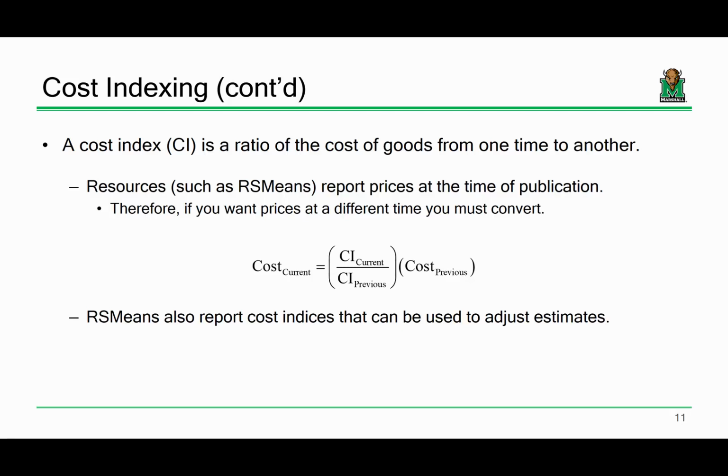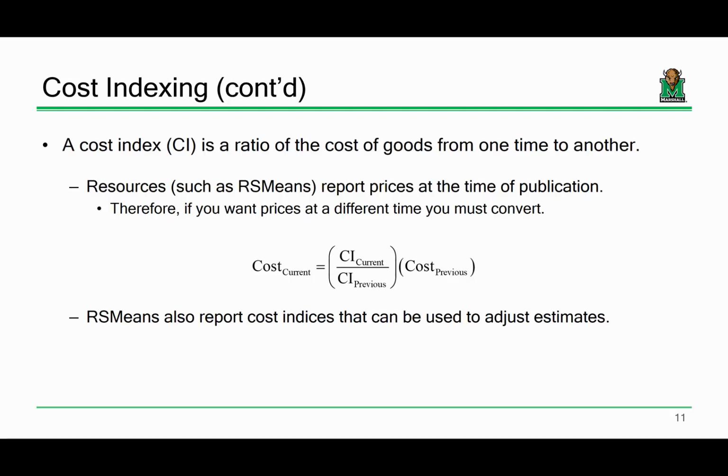For instance, in that example that I looked at previously, the W10x49 was $60 a foot. What if that $60 a foot did not come from 2019 data? What if that came from data that I found 20 years ago? Would that data be usable today? The answer is yes, with appropriate cost indexing.